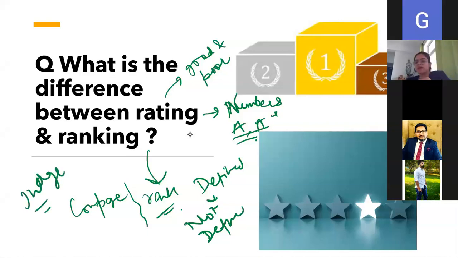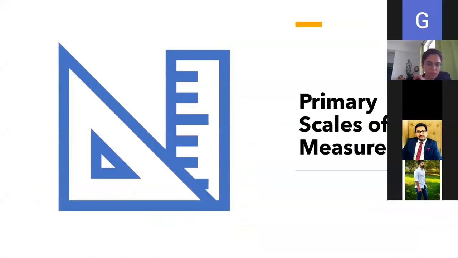Okay, so I can see there's a lot of confusion around rating and ranking. But after this session, after having an understanding of scales, the kind of data you get and the kind of analysis you can do after getting that data, you'll be able to understand the difference between rating and ranking. I'm just parking this question right now.